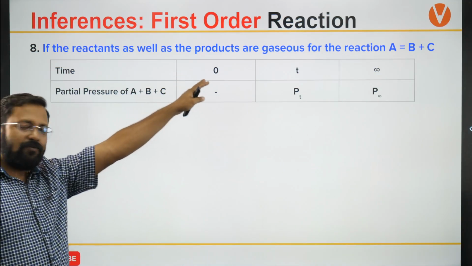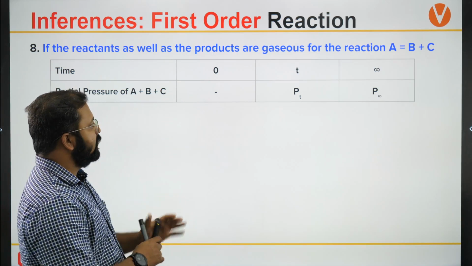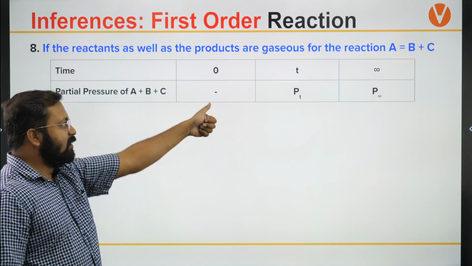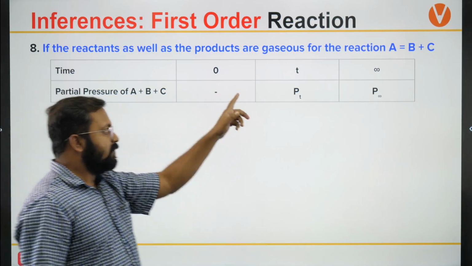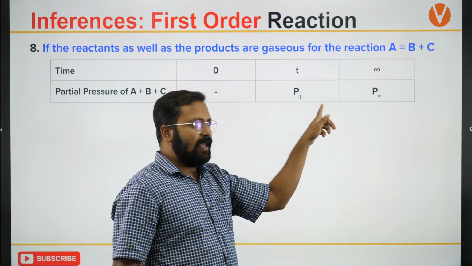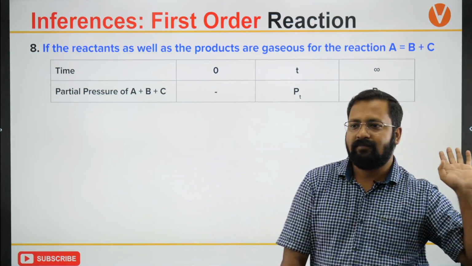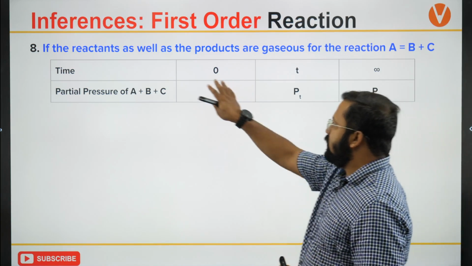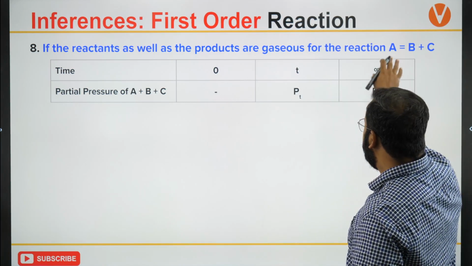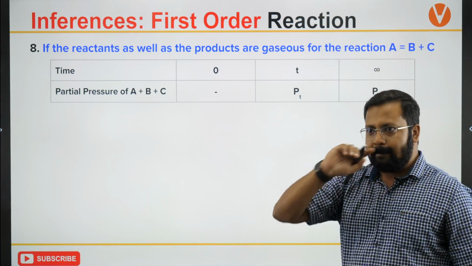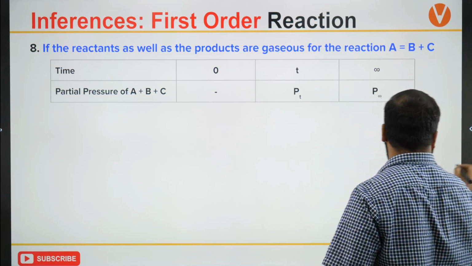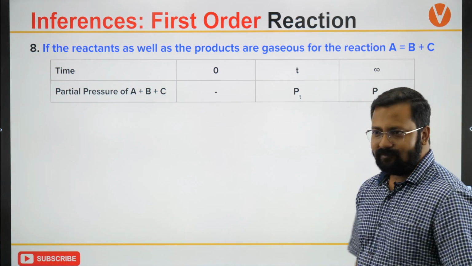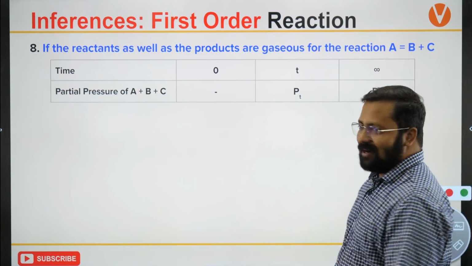You are not given any information about what is happening at initial condition. You are given information about a certain time t and at infinite time. Okay? Entirely different information is given. And you are given partial pressure of A, B and C. Clear? So, let's work out this question.